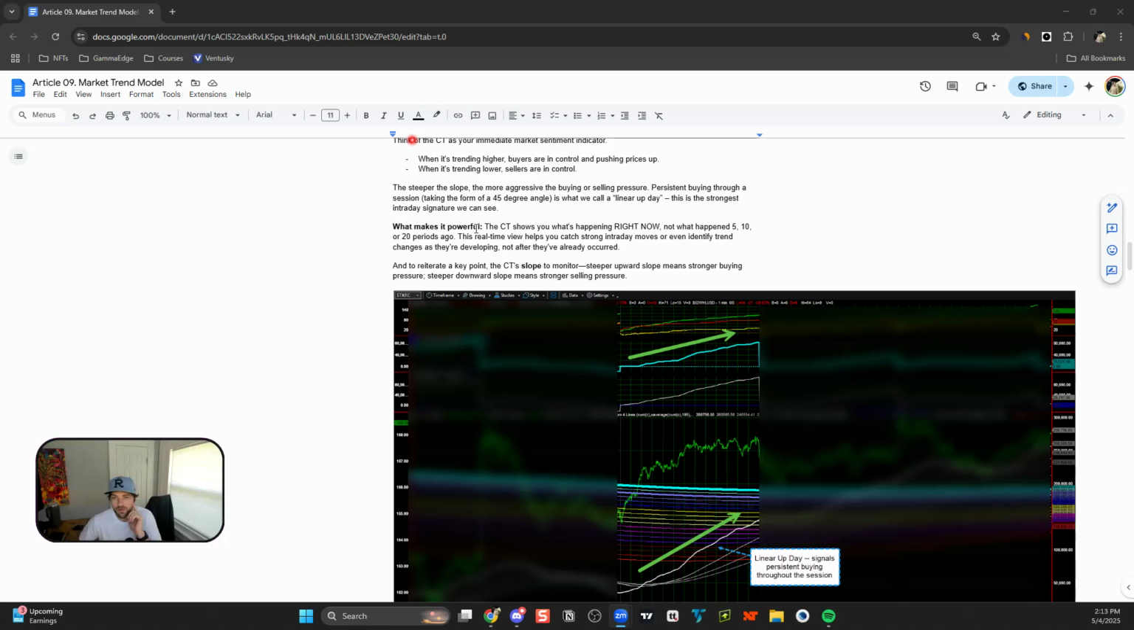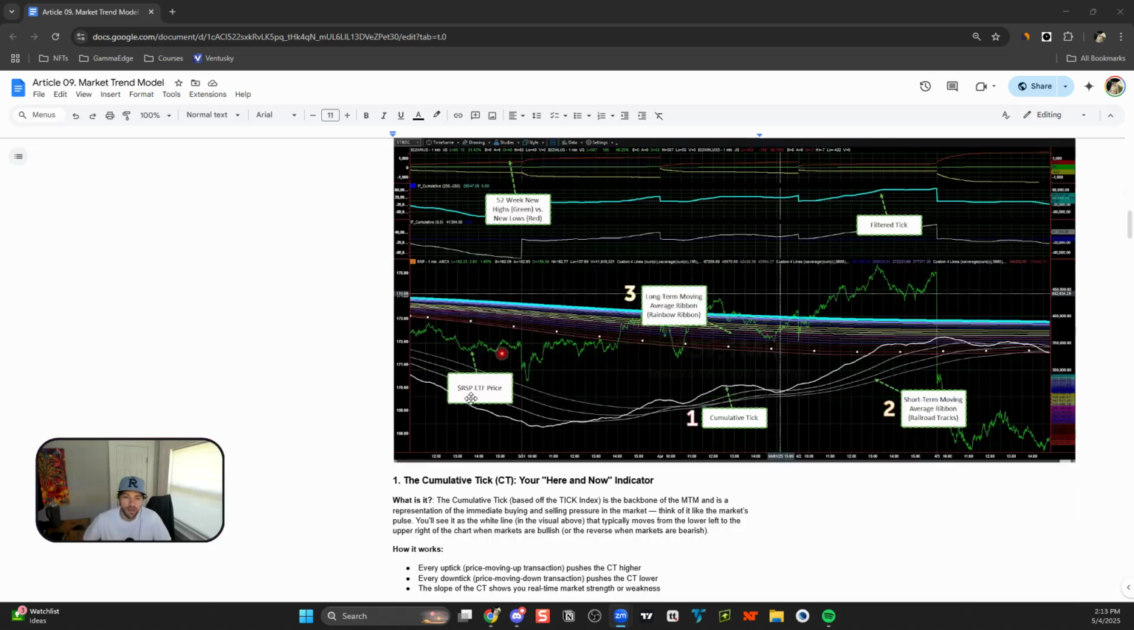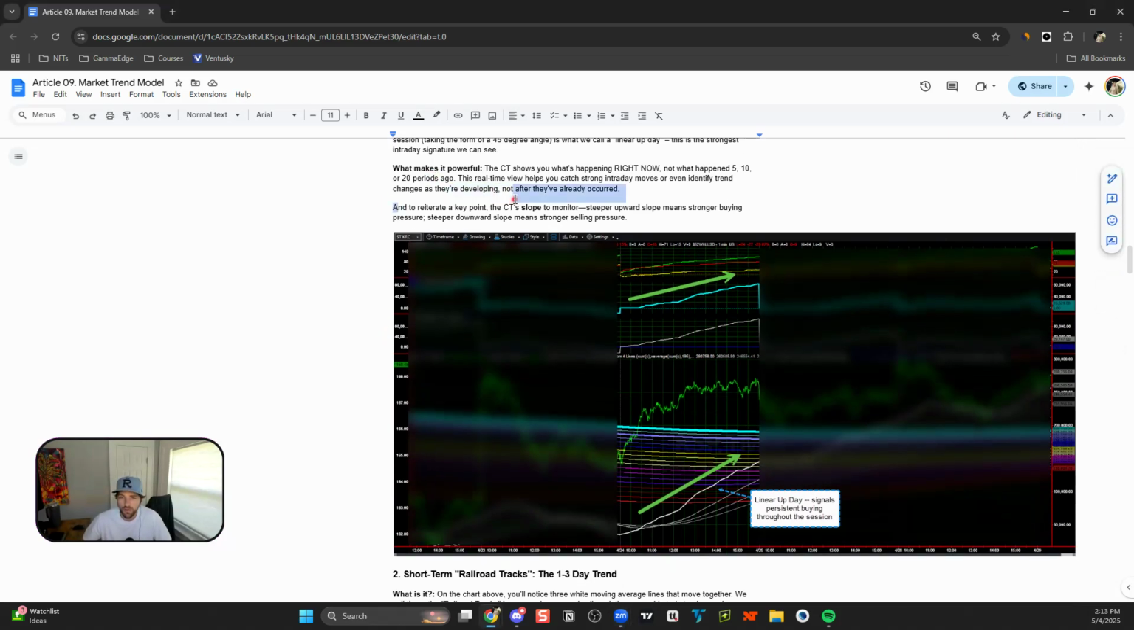What makes the cumulative tick powerful is it's showing you what's happening right now, not 5, 10, 20 periods ago. This is a real-time view that helps you catch strong intraday moves. It helps you also identify when trend changes are taking place, which we will get into in a little bit. Just look here, we had a downtrend, and we could see that transition to a move higher. And just to reiterate a key point, the slope of the cumulative tick is critical to monitor. A steeper upward slope means stronger buying pressure, a steeper downward slope means stronger selling pressure.